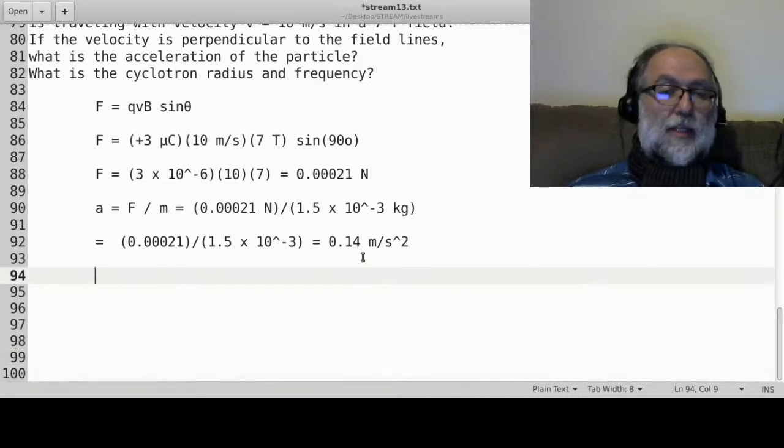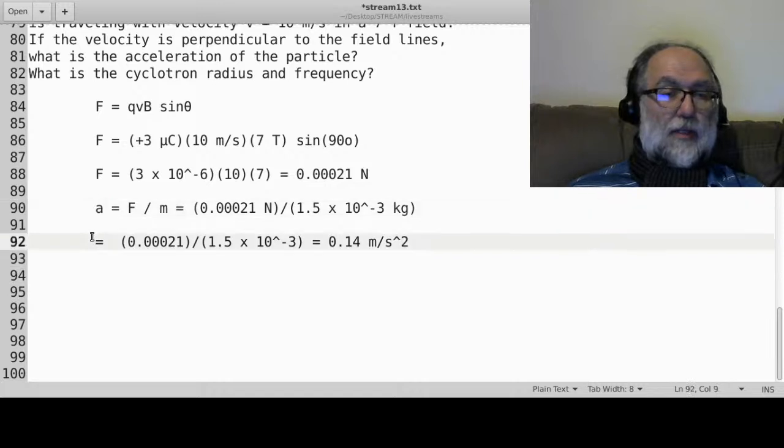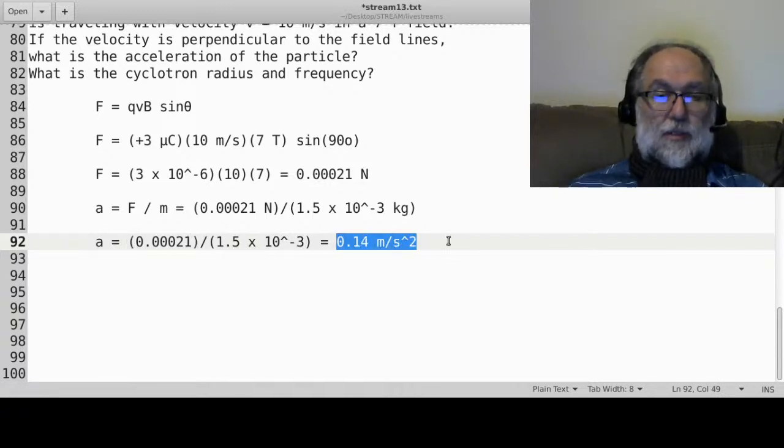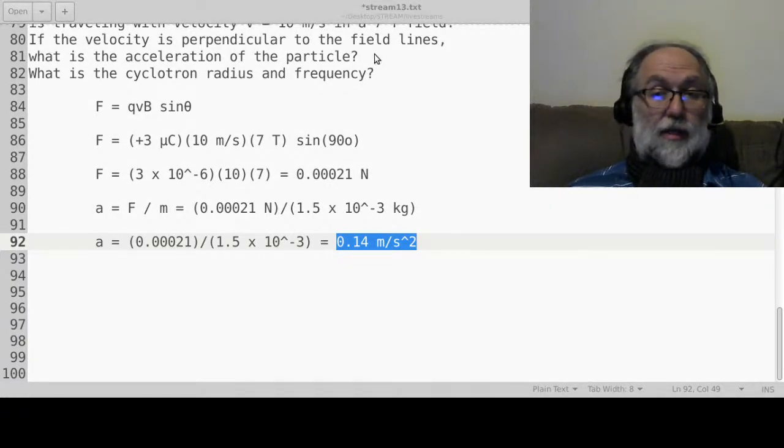Okay, so 0.14 meters per second squared. Why meters per second squared? Well, it's an acceleration, and acceleration in MKS is meters per second squared. So not a lot of acceleration, but it's something. It's definitely going to deflect the particle. Now let me show you what happens when you've got a charged particle in a magnetic field.